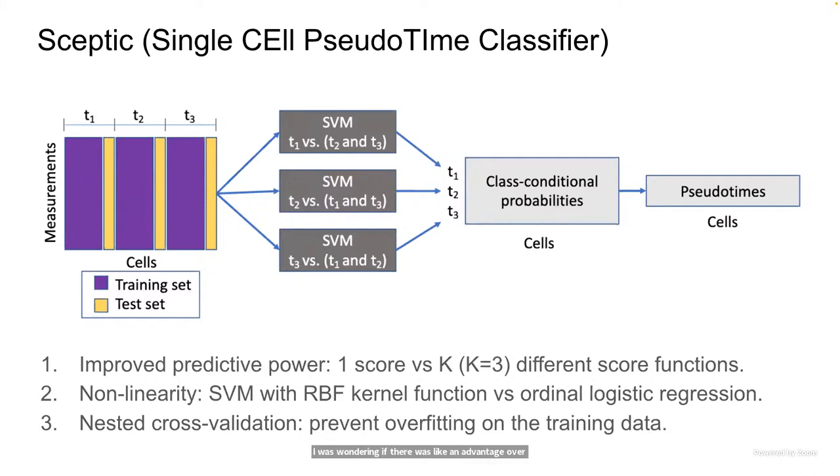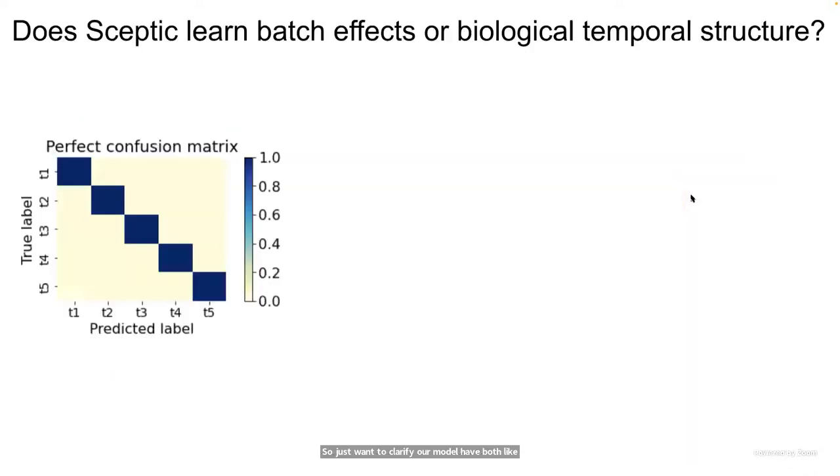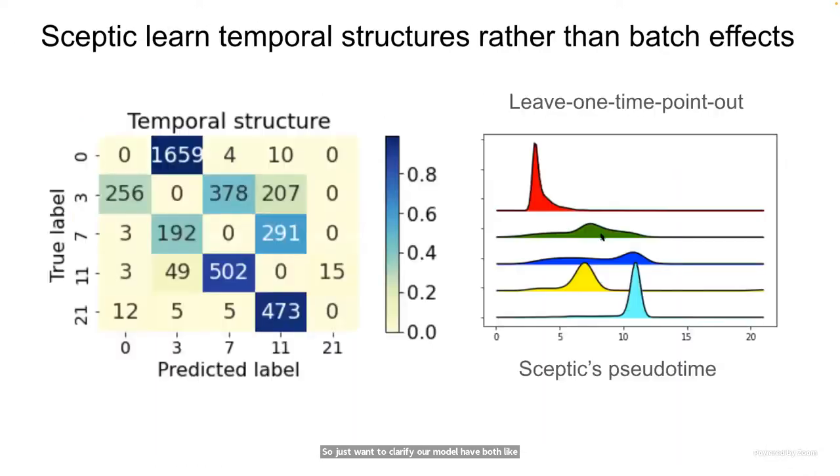So just want to clarify, our model has both a discrete label and also a continuous label. For example, I have shown a plot like this. We have a continuous pseudotime inference by conditional expectation. We did not compare with other methods like PCA and Monocle because in the previous evaluation, Supertime has been shown to outperform other pseudotime inference methods. So we focus our comparison with Supertime in this manuscript.